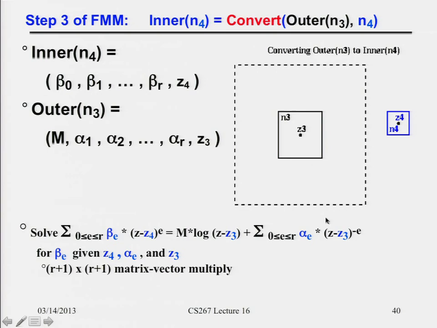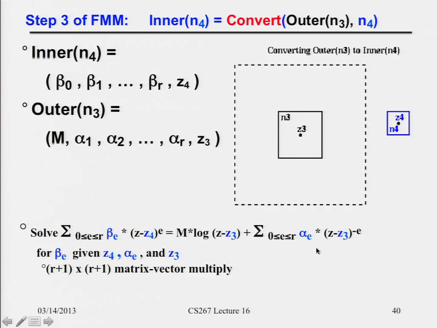I set it backwards. I have an outer expansion for this guy. I want to convert it to an inner expansion there. Excuse me. So I have something that's true outside the black dotted line. So it's certainly true inside the blue box. And so I'm given Z3, I'm given the mass of everything inside there, and I'm given the coefficients alpha.